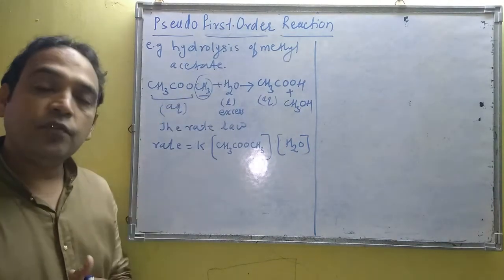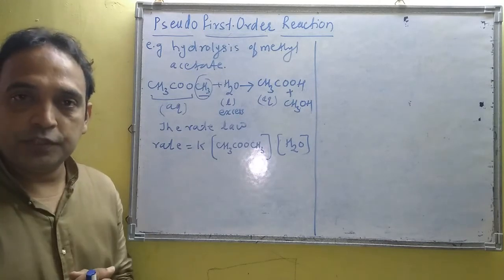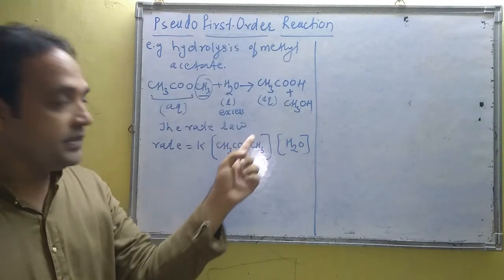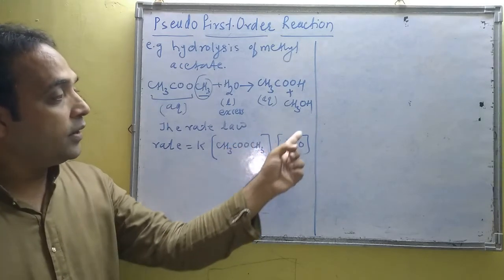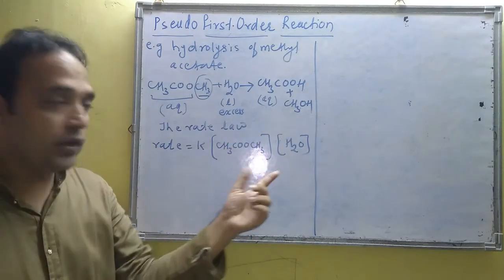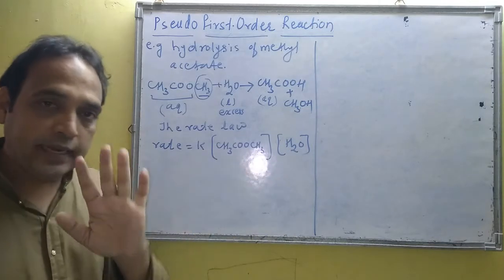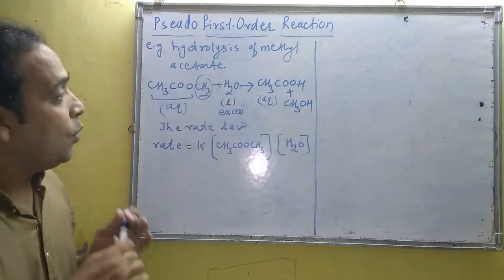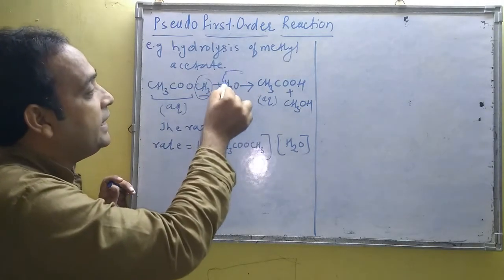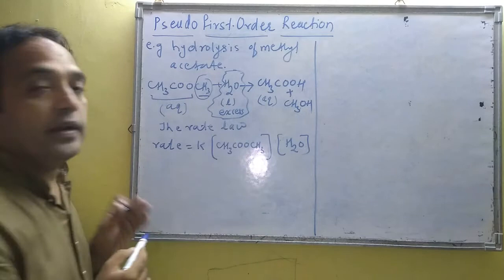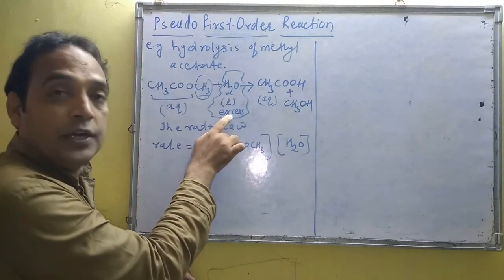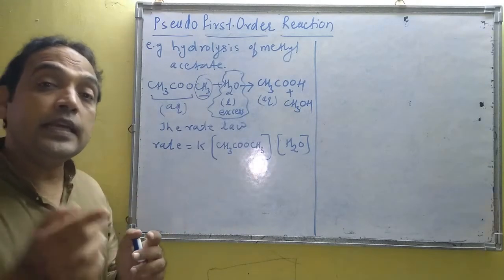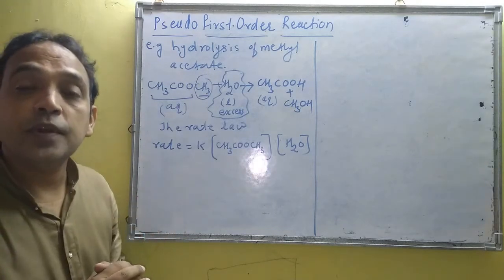Now suppose I have to write the order of this reaction. The order of methyl acetate is 1, meaning it is first order. The order of water is also 1, meaning it is first order. So it is expected to be second order, but water is present in large quantity, or in excess. So the change in its concentration is negligible.